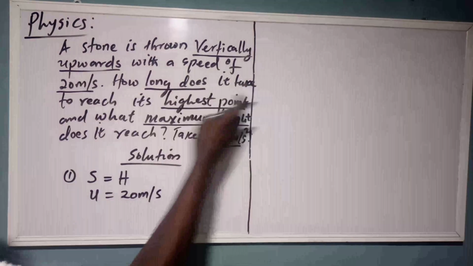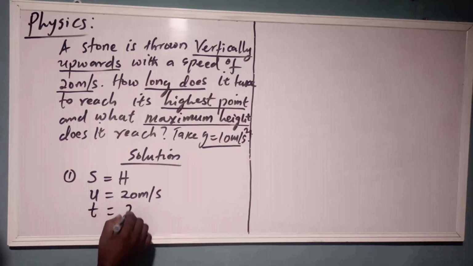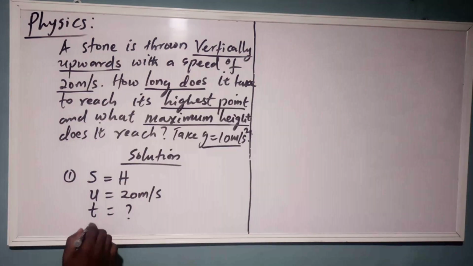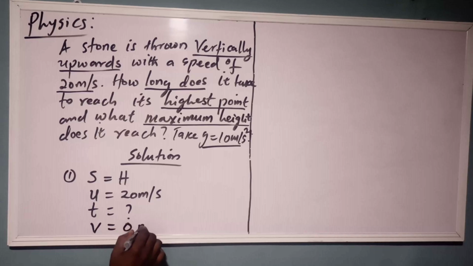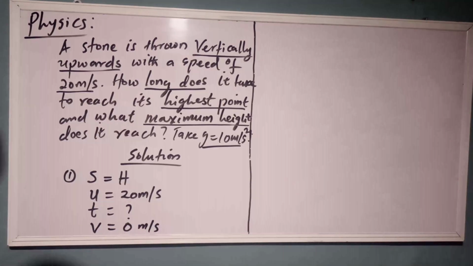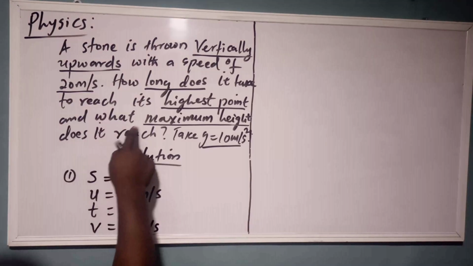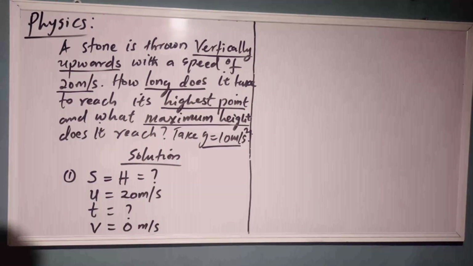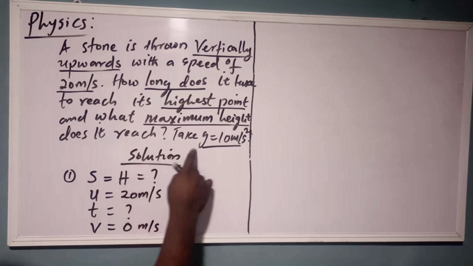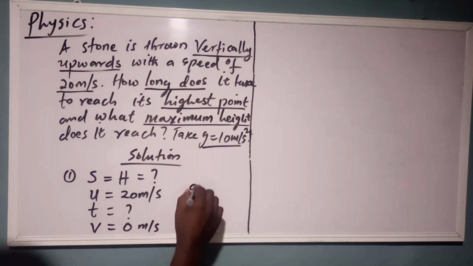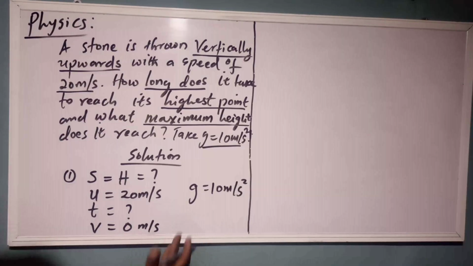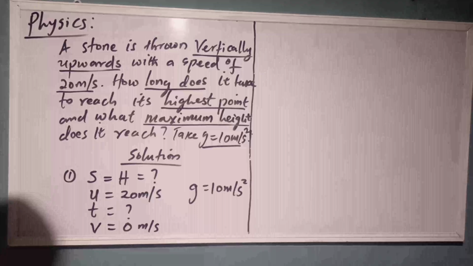How long does it take? That means we are looking for time to reach its highest point. At the highest point, final velocity is 0. Now, they say, and what maximum height? So we are looking for height as well. So height is question mark. They say we should take g as 10 meters per second squared. Okay, so these are the data that we have. Now let's see how we are going to work it out.